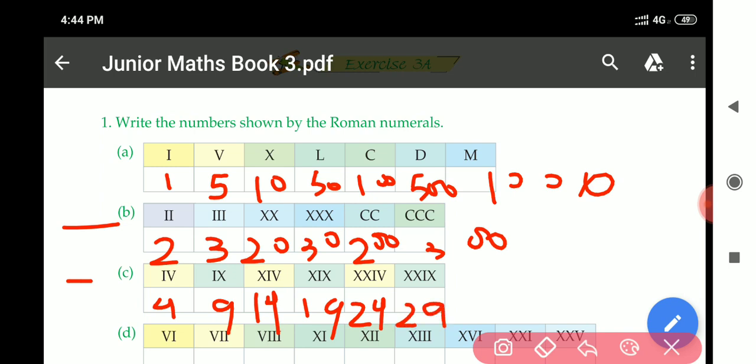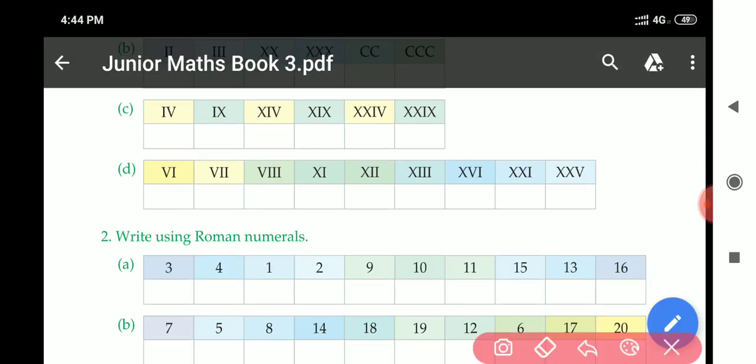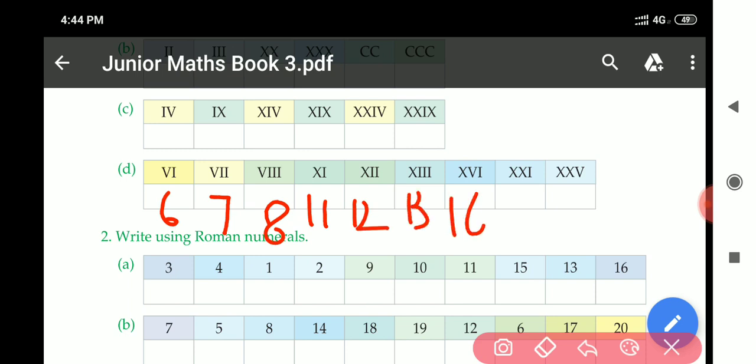Now come to part D. It is 6, 7, 8, 11, 12, 13. It is 16, it is 21, it is 25. Okay. Now question number 2. This is the reverse of question number 1. Write using Roman numbers. Now countings are given and against that we have to write down the Roman number. Okay. So how will we write it?